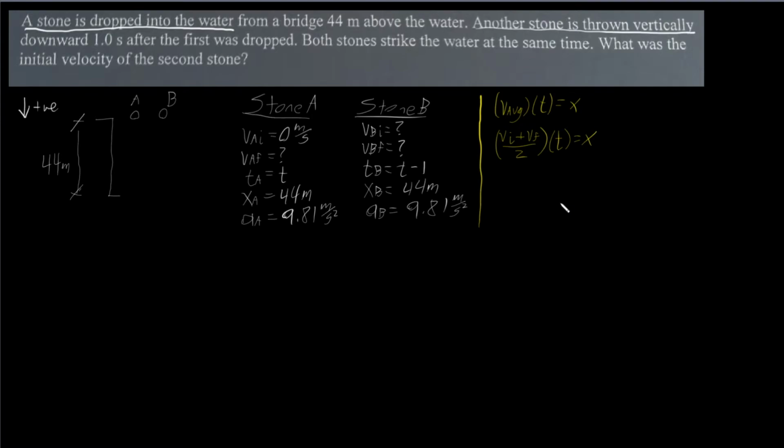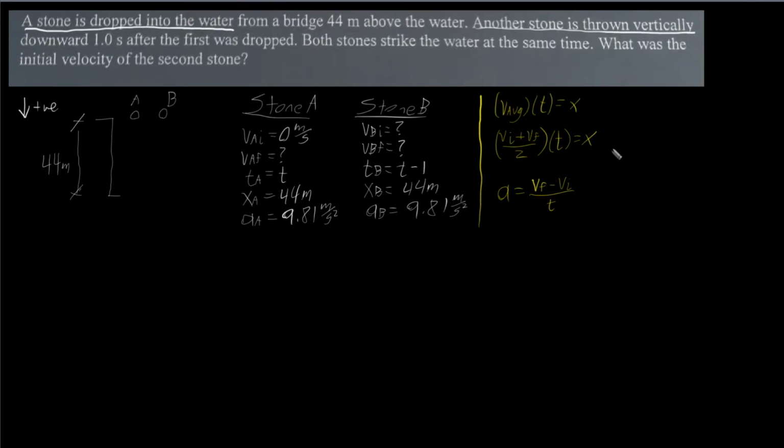The second equation that I'm hoping you know is that acceleration is equal to change in velocity divided by time. So we can represent that as final velocity minus initial velocity divided by time.